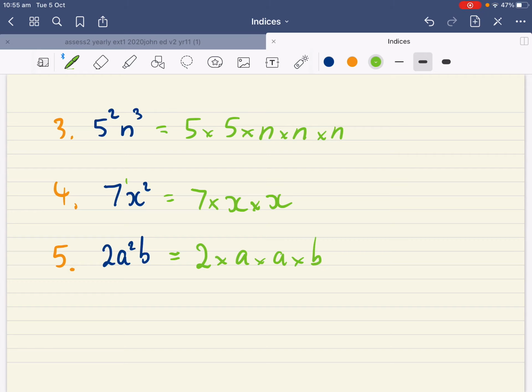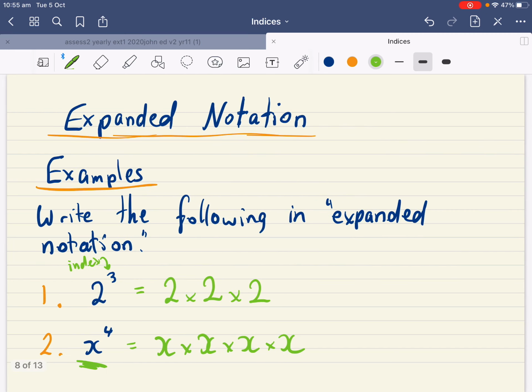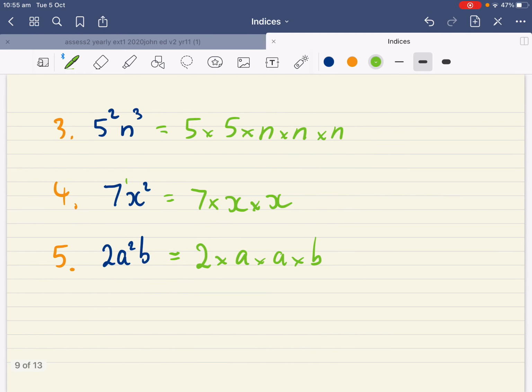That's it for our first lot of examples. Expanded notation, that's how you do it. There's not really much else to it. It's, again, pretty simple. So if you haven't yet, pause the video, make sure you get this copied into your books. Once that's done, unpause the video and make sure you got these 3 examples in as well.